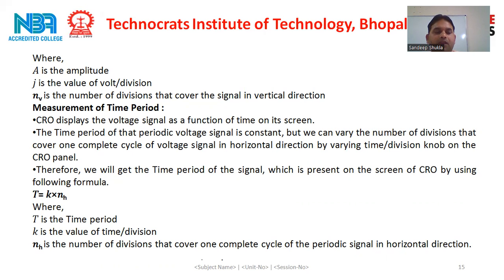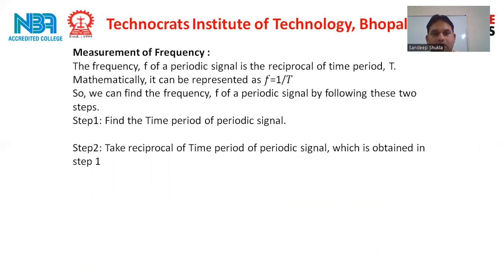T = K × N_H, where T is the time period, K is the value of time per division, and N_H is the number of divisions that cover one complete cycle of the periodic signal in the horizontal direction. And how can you measure the frequency by using a CRO?